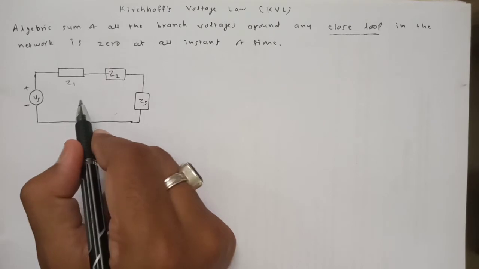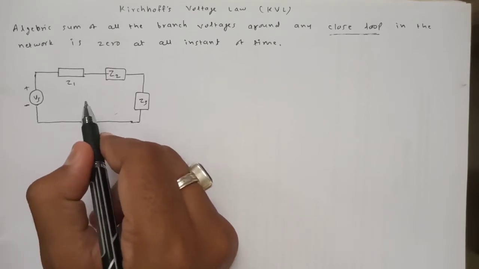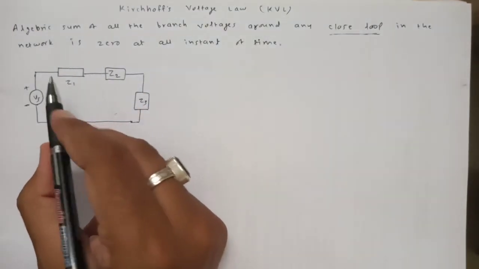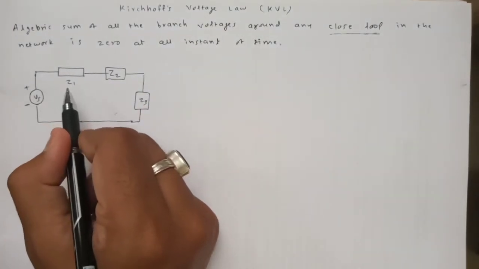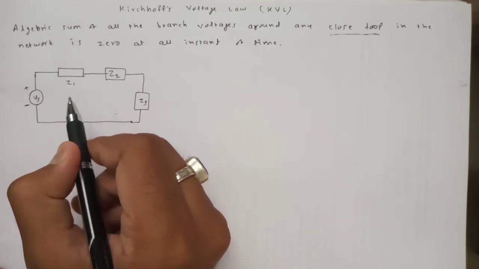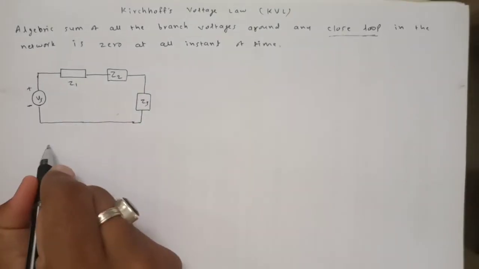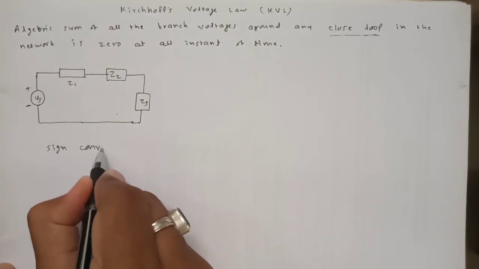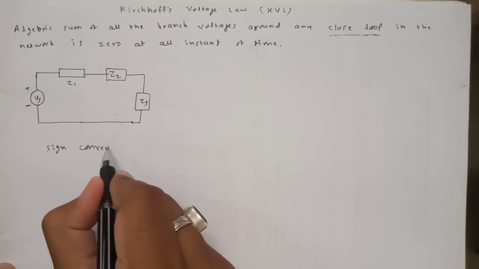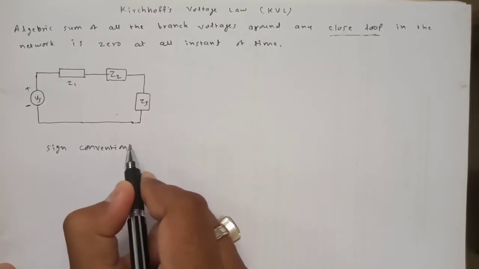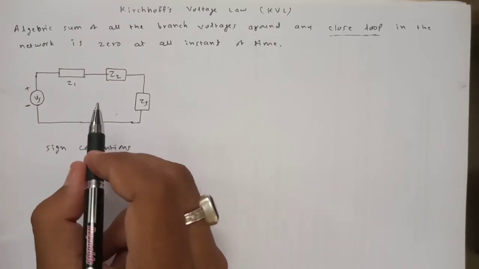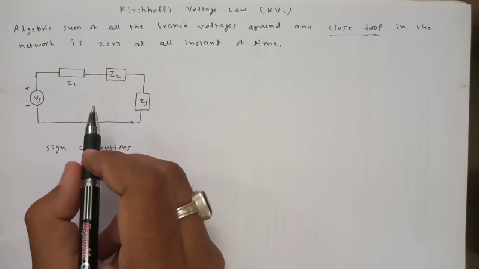So now with this sign convention, let us go for this KVL. Before we go for analysis, we should know what the different sign conventions are that we have to consider. It is said that if you are moving in the loop and moving from negative to positive side, it should be considered as a rise of the voltage.